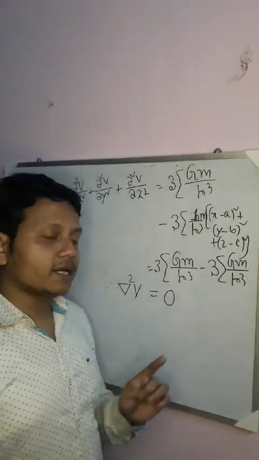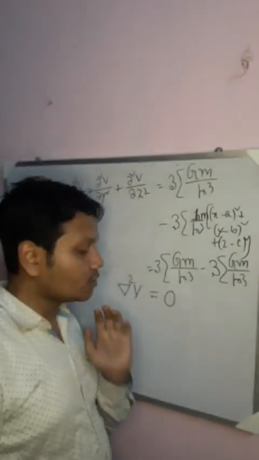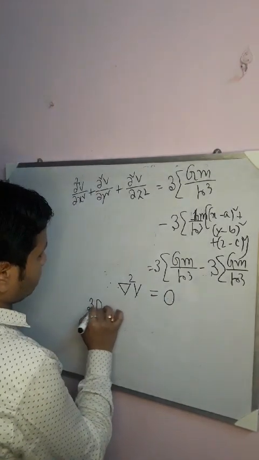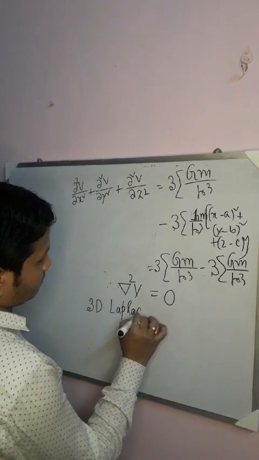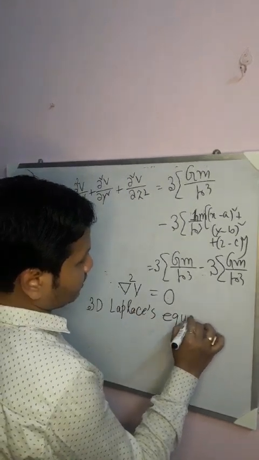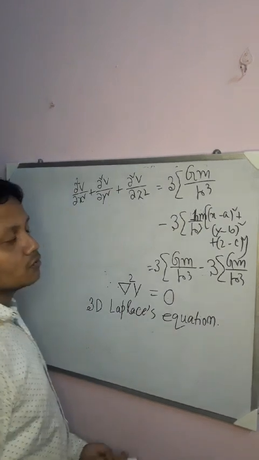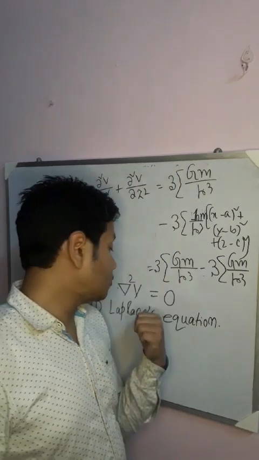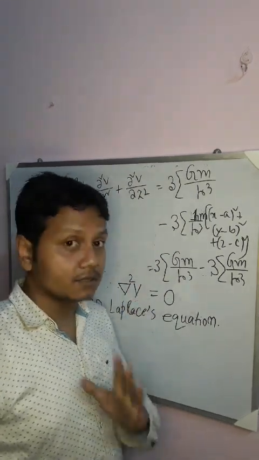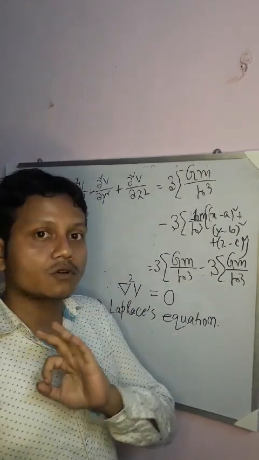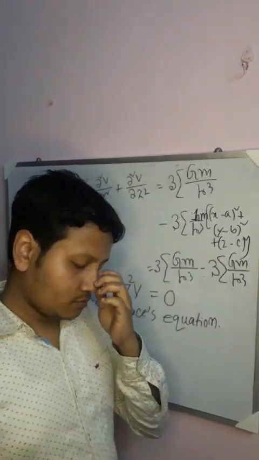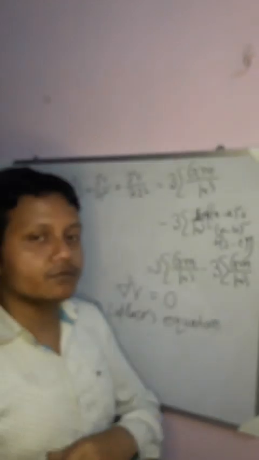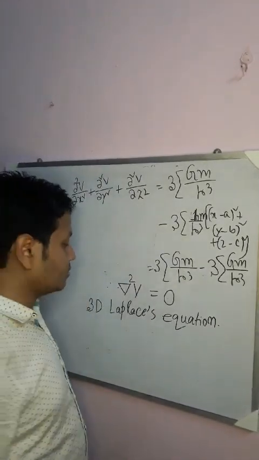So we arrived at the result, and this is the famous Laplace's equation for potential. Okay, so this is the 3D Laplace's equation. That is one thing you have to remember, that you are trying to find out ∇²V. That means potential is involved here. So you have to consider a system of attracting particles. Okay, that means there is a force of attraction, so it gives rise to a potential. Okay, so this is the three-dimensional Laplace's equation.